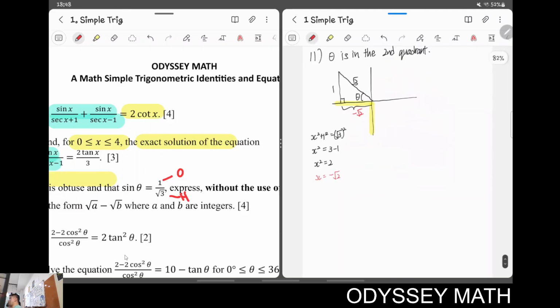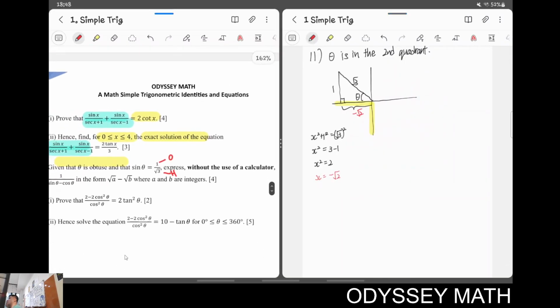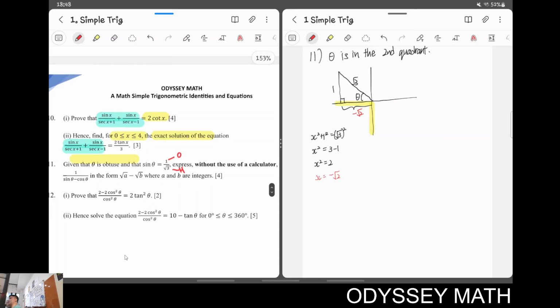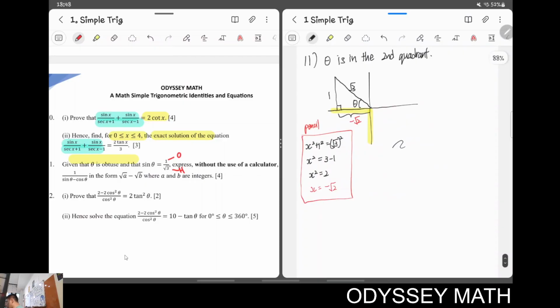Okay, so now we have the right angle triangle. Most of the work is done. What we're going to do is, the question now asks, express without the use of a calculator 1 over sine theta minus cosine theta. This is pencil working, by the way. Although you can present it as part of a solution, that's fine. So 1 over sine theta minus cosine theta.